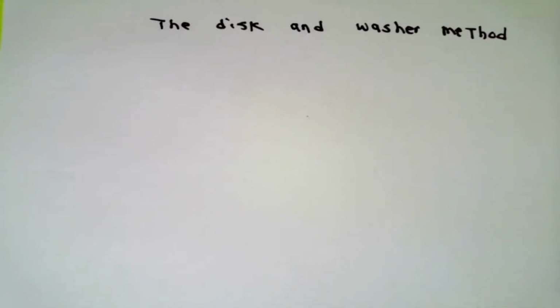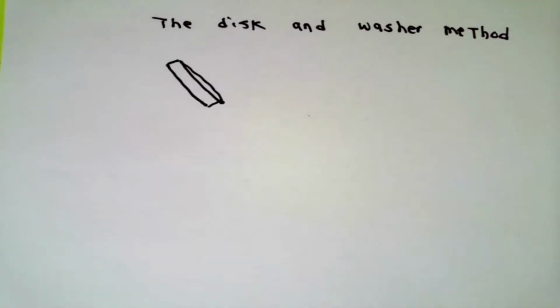The next thing that I'd like to talk about is calculation of volumes by a method called the Disk and Washer method. We're going to imagine that we have some solid shape that has circular cross sections, and that I'm going to take this shape and carve it up into very thin slices. You should think of pepperoni slices, for instance.